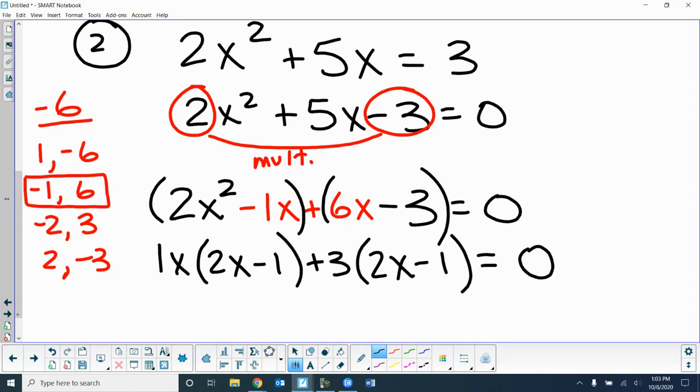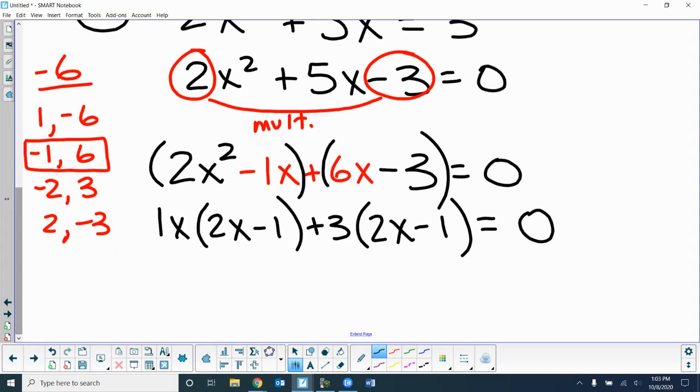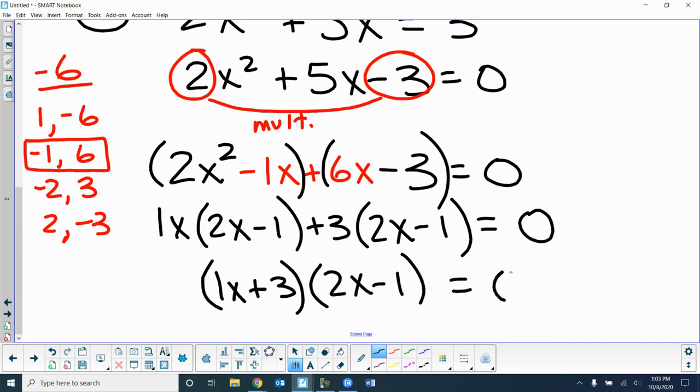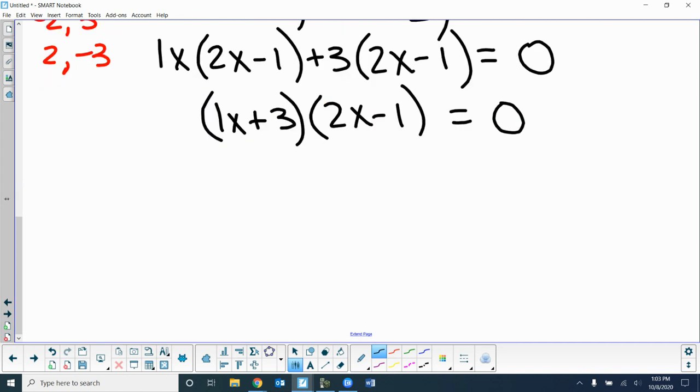So Zach, what are my two factors? 1x plus 3, 2x minus 1. Good. The GCFs you pulled out make one factor, and those 2x minus 1s have to be the same in order for me to finish it up, but they are the same. So again, I'm not quite finished. Haas, what do I do now? You said set each equation equal to 0. Good.